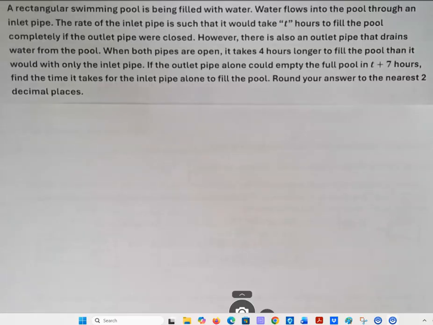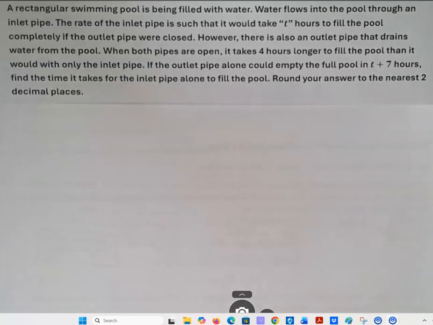However, there's also an outlet pipe that drains water from the pool, so it's working against that filling. When both pipes are open, it takes 4 hours longer to fill the pool than it would with only the inlet pipe. So if the outlet pipe alone could empty the pool in T plus 7 hours, find the time it takes for the inlet pipe alone to fill the pool.